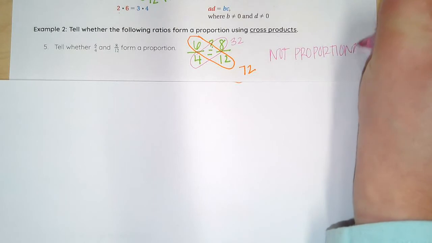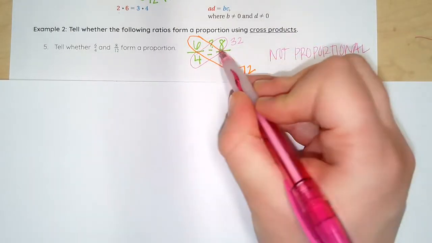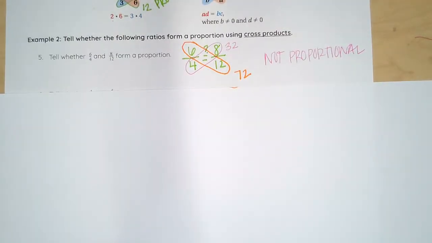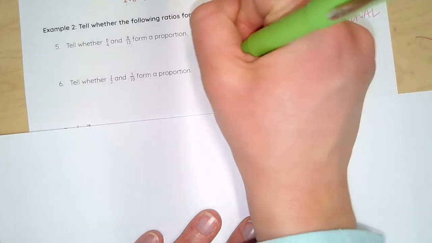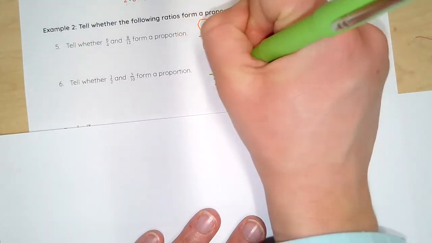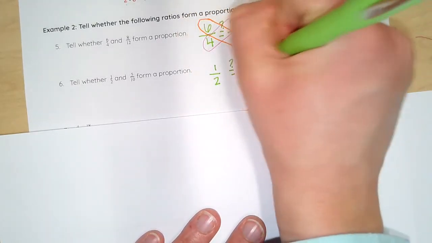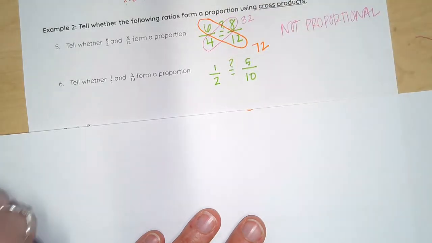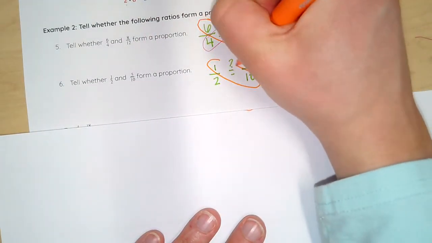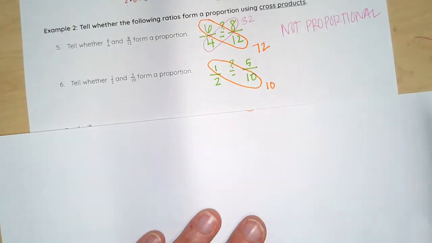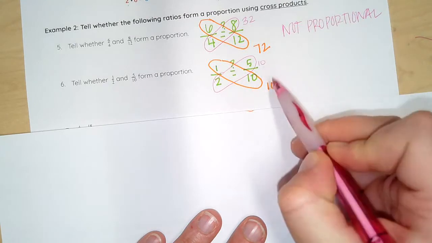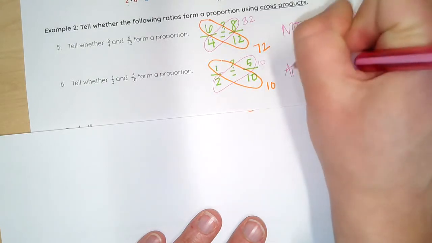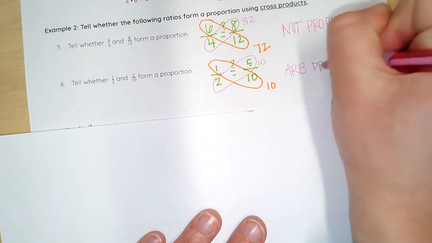So here, remember, we take a look across. We look diagonally. This is called cross products. Let's do another one together. It says tell whether 1/2 and 5/10 form a proportion. 1/2 equals maybe 5/10. Again, I look across. 1 times 10 is 10. 5 times 2 is 10. These match, so they are proportional.